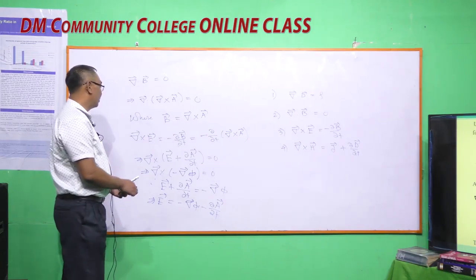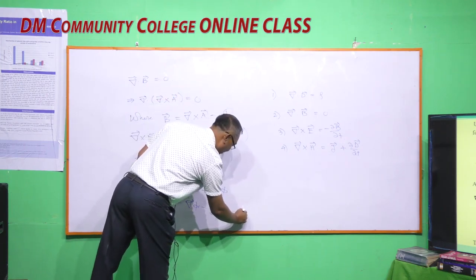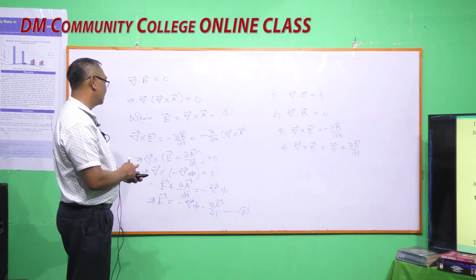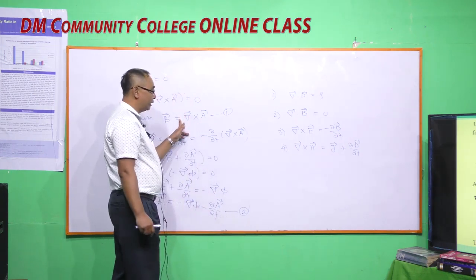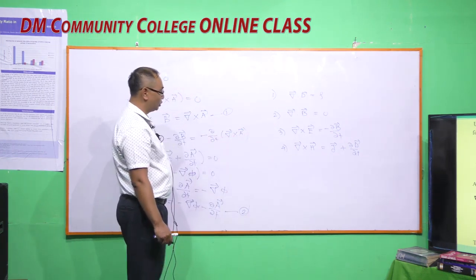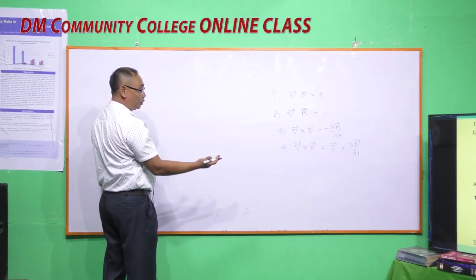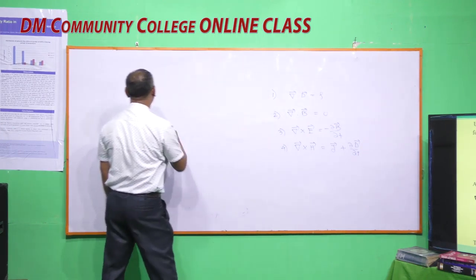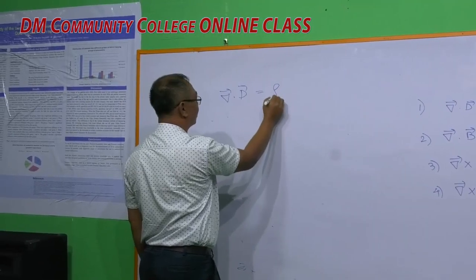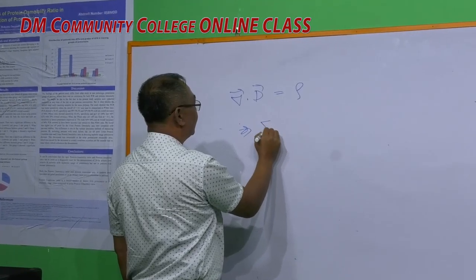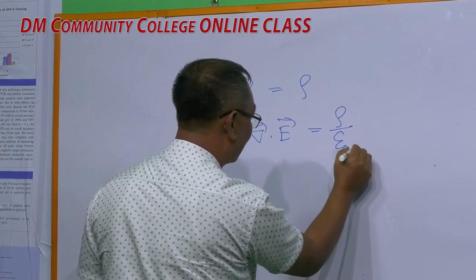I write this as equation number one, and this will be equation number two. Using equation number two in Maxwell's equation one, and equation one in Maxwell's equation number four, we can now have two equations. Equation number two in Maxwell's equation number one: divergence of D vector should be equal to rho, and by converting D into E, I can write divergence of E should be equal to rho by epsilon naught.